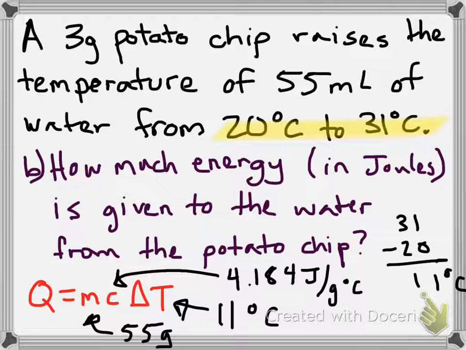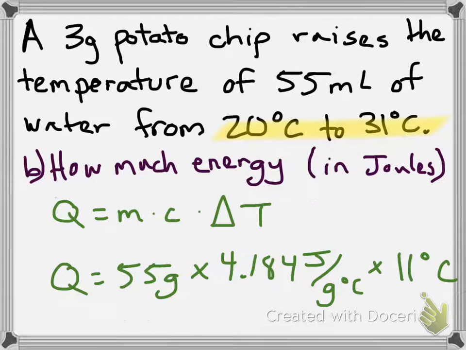So now we are just going to plug in these values to our equation. I want you to notice what happens to our units. Notice we have grams times joules divided by grams times degrees Celsius times degrees Celsius. So gram is on bottom, gram is on top, they cancel out. Degrees Celsius is on bottom, degrees Celsius is on top, they cancel out, so we will be left with joules.